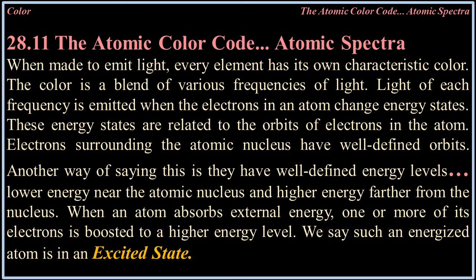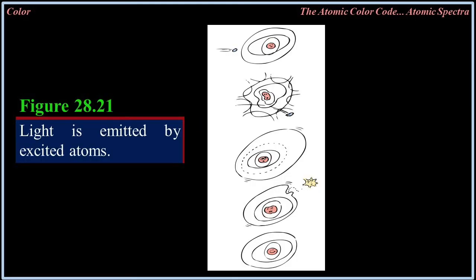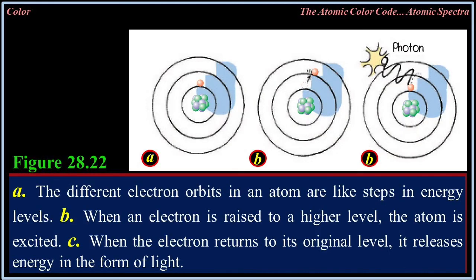When an atom absorbs external energy, one or more of its electrons is boosted to a higher energy level. We say such an energized atom is in the excited state. An excited state is a state with greater energy than the atom's lowest energy state. The excited state is only momentary, for the electron is quickly drawn back to its original or lower level. When the electron transition occurs, the atom emits a throbbing pulse of light, a photon. Figures 28.21 and 28.22 model this process. After an excited atom emits light, it returns to its normal state.